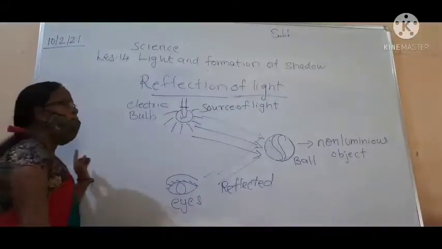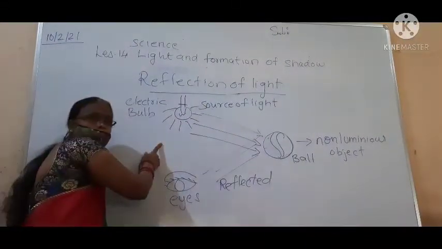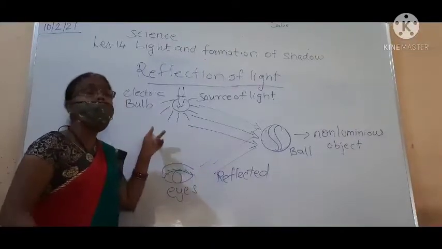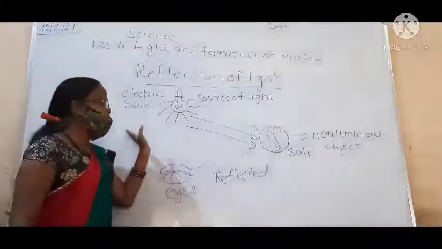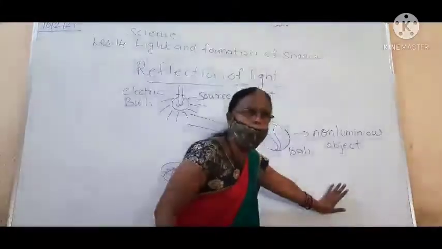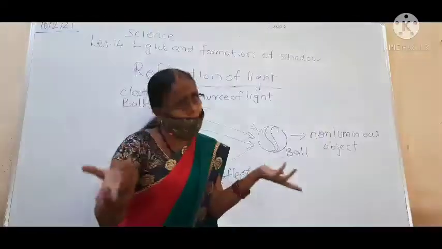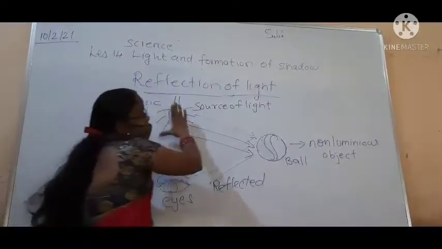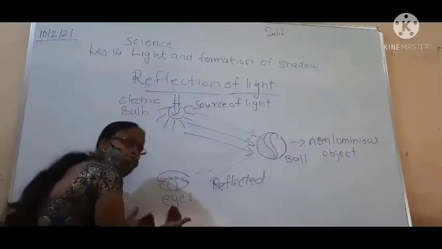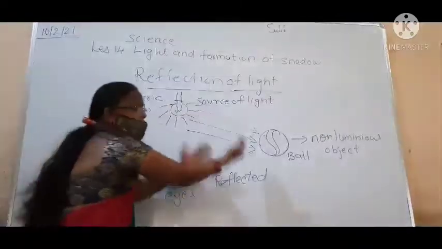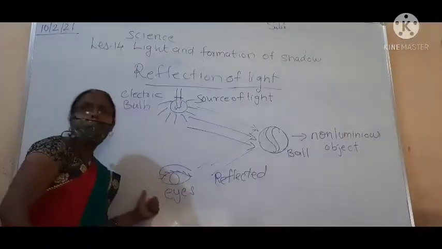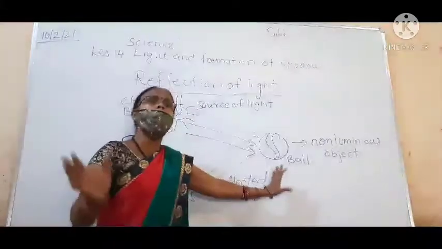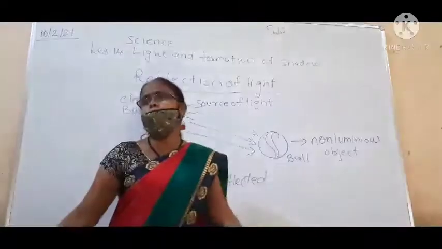So, once again I repeat. This is an electric bulb, which is a source of light. That is why it is a luminous object. Whereas the ball is a non-luminous object, because it does not emit light. When the rays of light fall on the object, they get reflected. This reflected ray reaches our eye, and due to this the object becomes visible to us. That is how we can see the object. Is that clear?